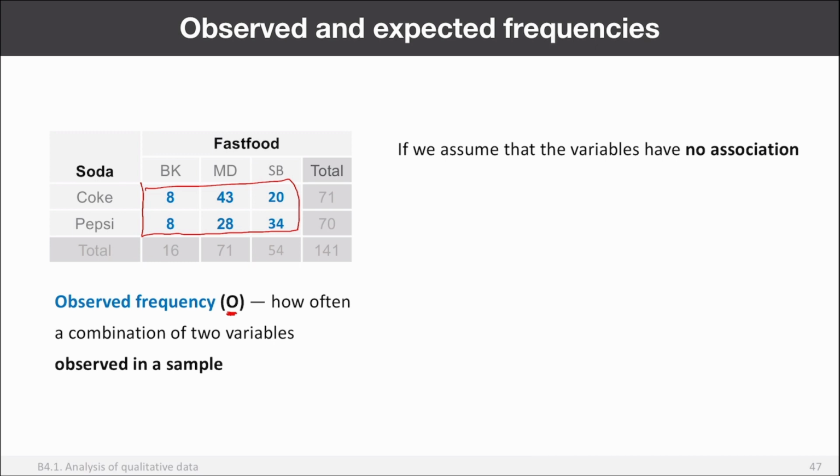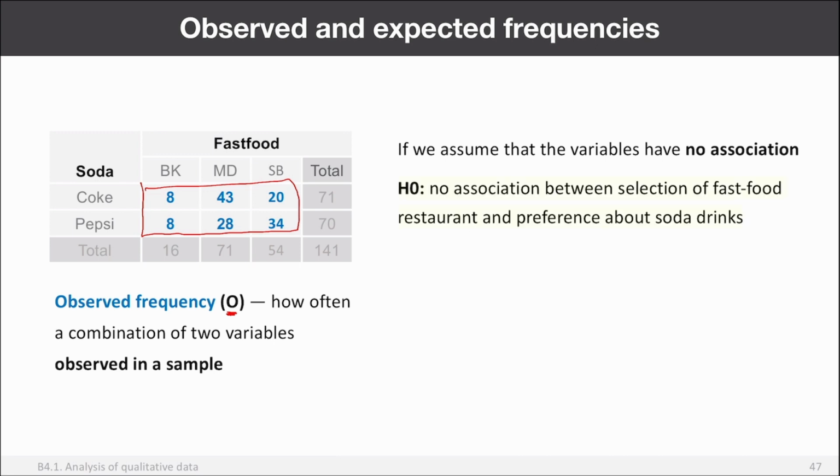But if we assume that we have no association, if we assume that preferences in soda don't influence preferences of the fast food restaurants, no association, that's no effect. You remember our default null hypothesis. So this is our null hypothesis: no association between selection of fast food restaurant and preferences about soda drinks. If you assume that the null hypothesis is true, what do we expect these frequencies to be if there is no association? So that's the overall idea.